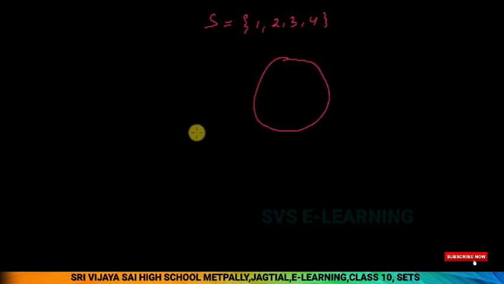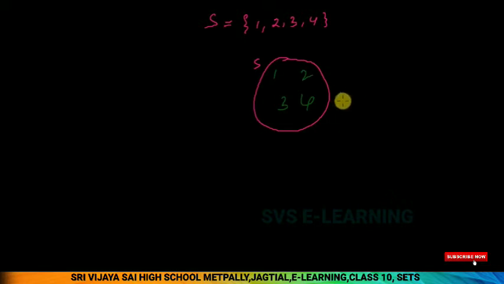A set can be represented as a closed circle. Let's say I have a set S, and let us say the elements in set S are 1, 2, 3, 4. I can represent the set S as a closed circle. This is my set S. And what are the elements that you see in set S? 1, 2, 3, 4. These are the elements that you see in set S.